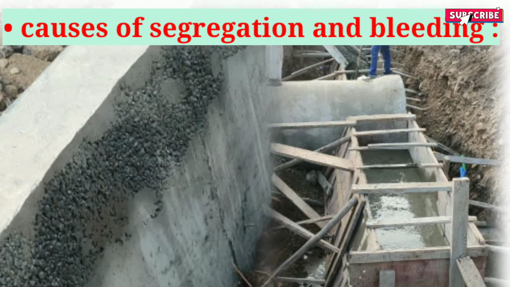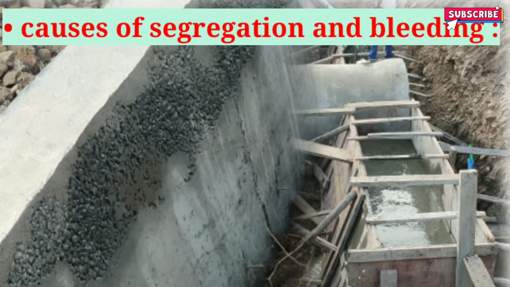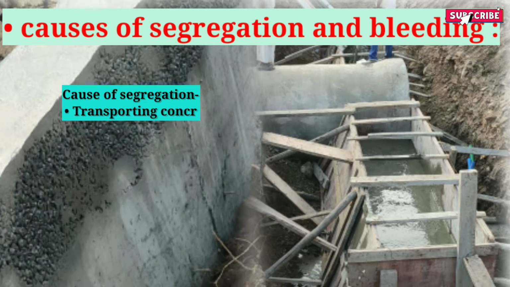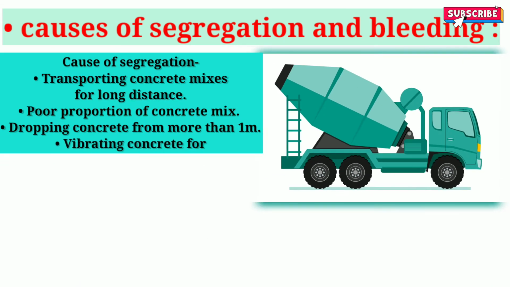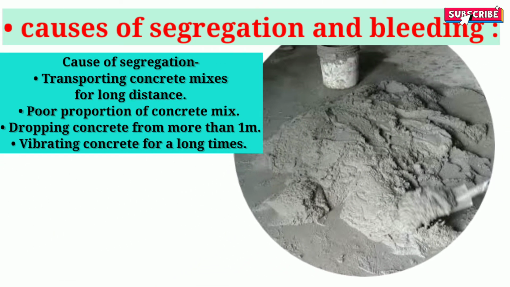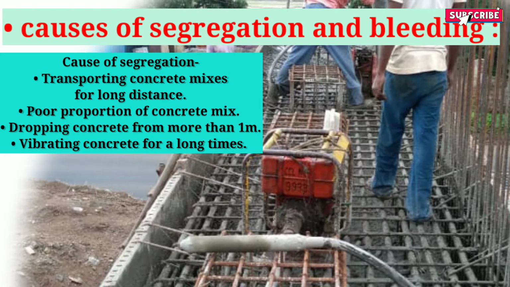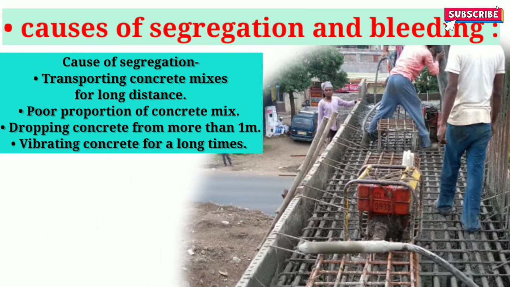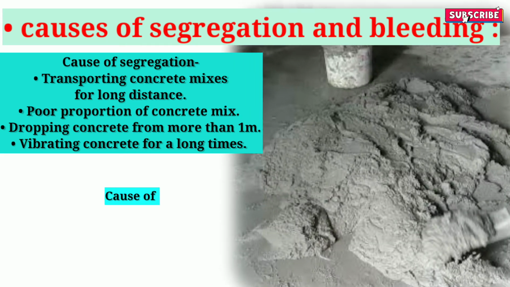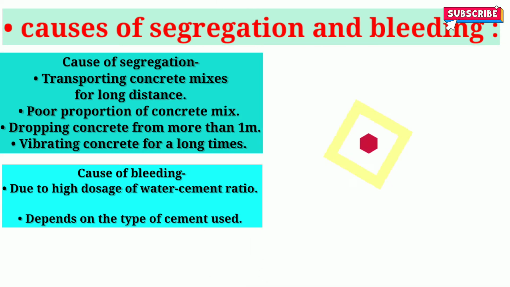Different causes of segregation and bleeding in concrete. Let's see what the causes of segregation are. There are different causes of segregation, like transporting concrete mixes for a long distance, poor proportion of concrete mix, dropping concrete from more than 1 meter, and vibrating concrete for a long time. That's the reason for segregation in concrete. In case of bleeding, the main cause of bleeding in concrete is a high water cement ratio, and it depends on the type of cement used on site.